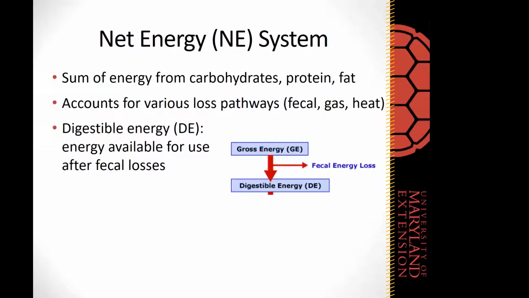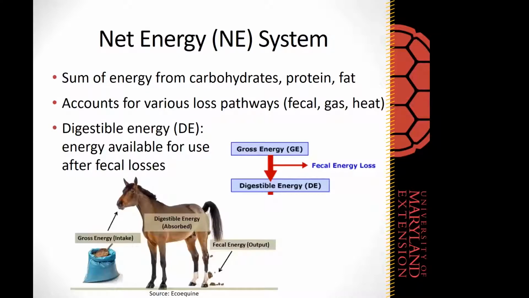So it starts with the digestible energy, which is the energy available for use after fecal losses. So how that works is we have gross energy, which is basically the energy potential of that forage. So how much energy could we get from it if we could extract everything and have no losses? If we subtract out energy that's lost in the feces, so any portion of energy that wasn't fully digested or was maybe bound to something, or it moved through the GI tract too quickly, so we weren't able to get everything from it, those are fecal energy losses. And if we subtract those from our gross energy, we get digestible energy.